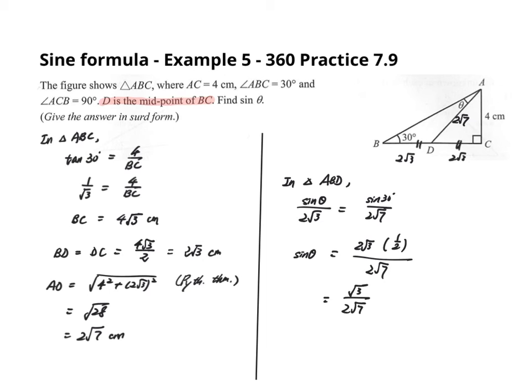We have 3 over 2 square root 7. Pay attention, we are finding sine theta, so do not use your calculator to find theta. In this case, 3 over 2 square root 7 is your answer. We can also rationalize the denominator. We multiply the surds in the denominator, surd 7 over surd 7. We have surd 21 over 14. This is your final answer.